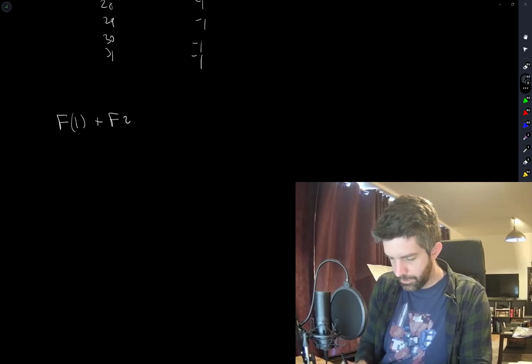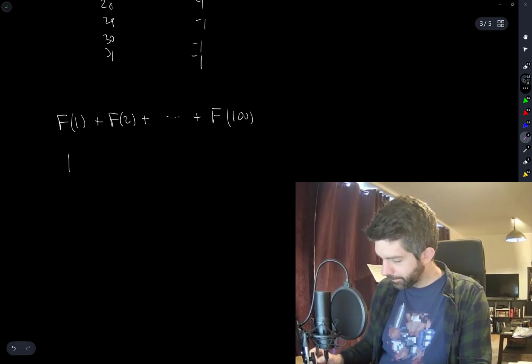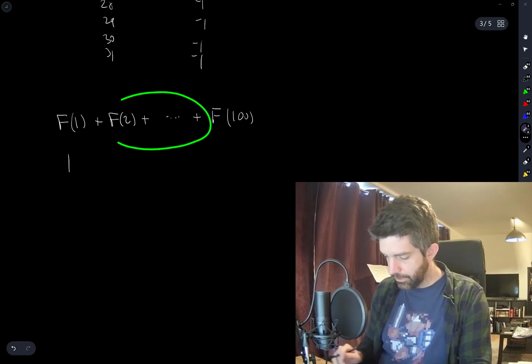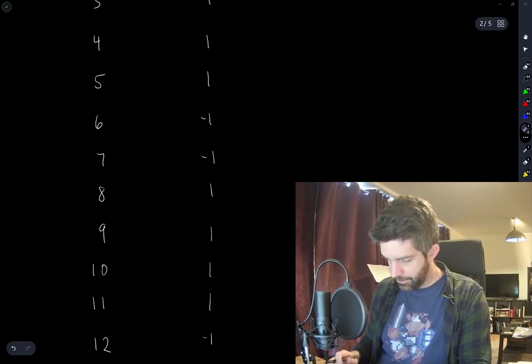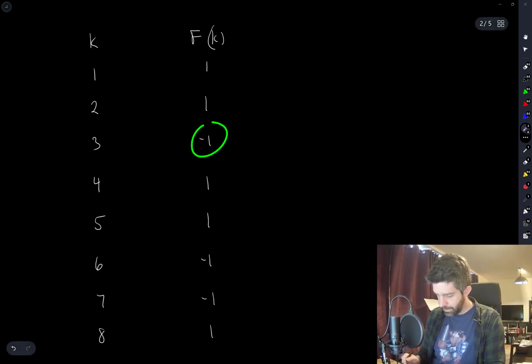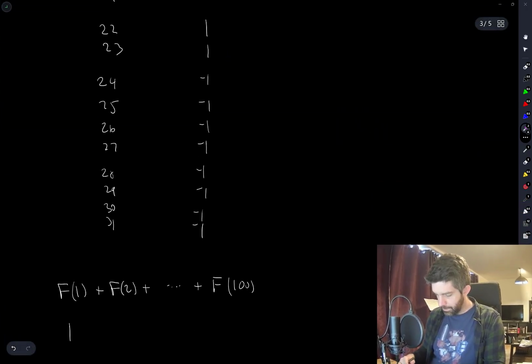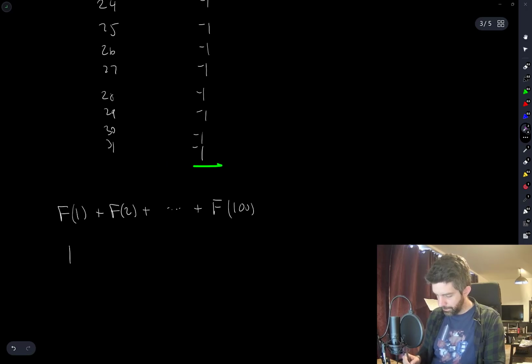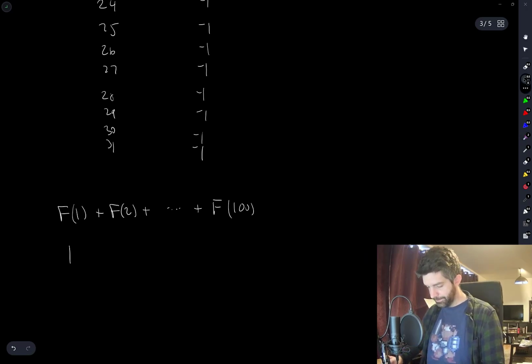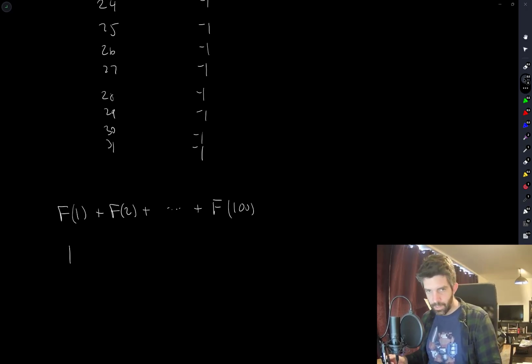So f of 1 plus f of 2 plus and so on up to f of 100. F of 1 is 1. A huge number of these are going to cancel out. Right? F of 2 cancels f of 3. But we need to figure out where there's going to be leftover numbers where the pattern hasn't quite finished yet. So the answer is definitely not negative 15. It's going to be a positive number. It's probably 28.